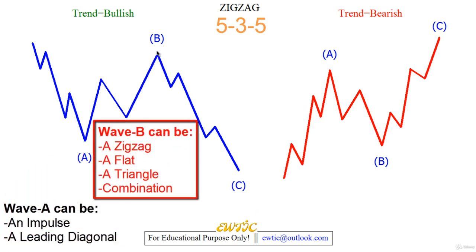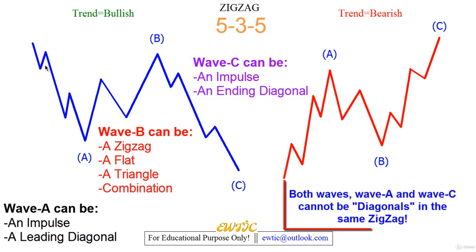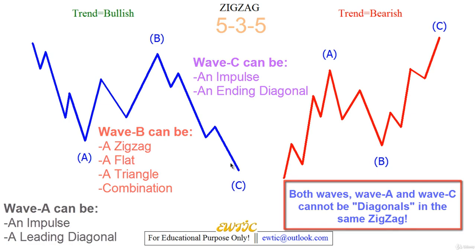Next, wave B has 3 subwaves, which can be any corrective pattern out of zigzag, flat, triangle, or combination, because wave B is a correction of this motive wave, wave A. Finally, wave C has also got 5 waves in it. This wave C can either take the form of an impulse wave or an ending diagonal. Wave A and wave C cannot both be diagonals in the same zigzag.